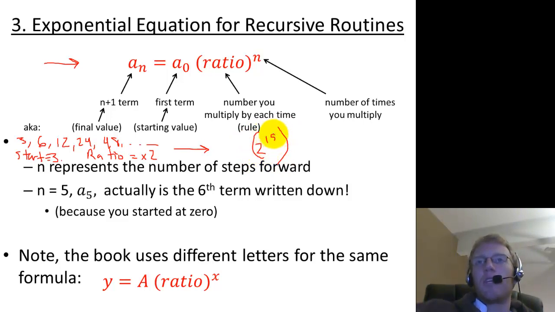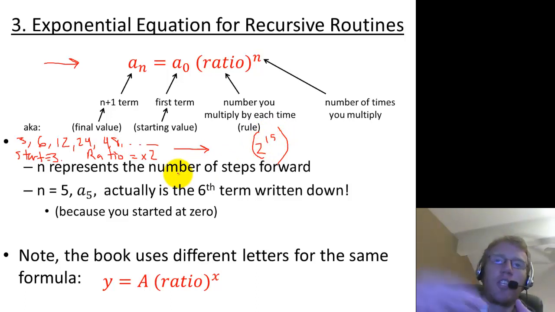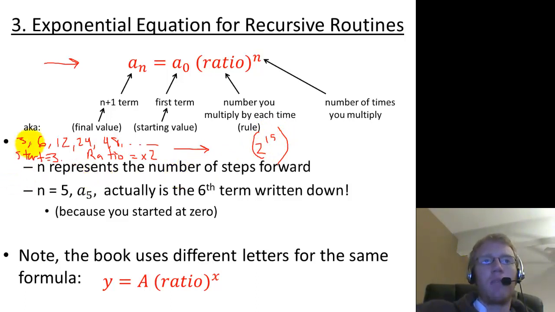So this is the number I'm multiplying by each time. This is the number of steps I took forward. But then you have to also consider, what number did I start with that I actually multiplied 2 to the 15th this many times? So in this case, I started with 3. So I could put a 3 right here. And so 3 times 2 to the 15th, that would take me 15 terms farther into the sequence.